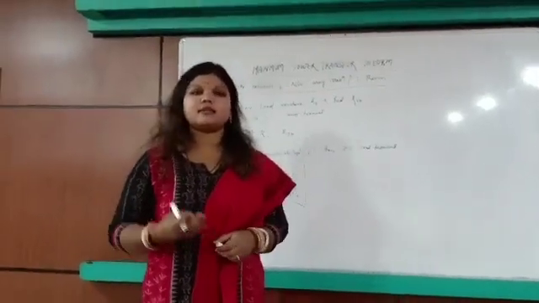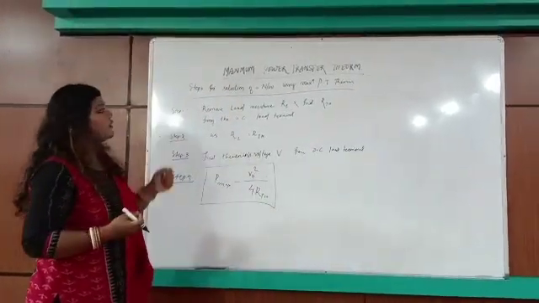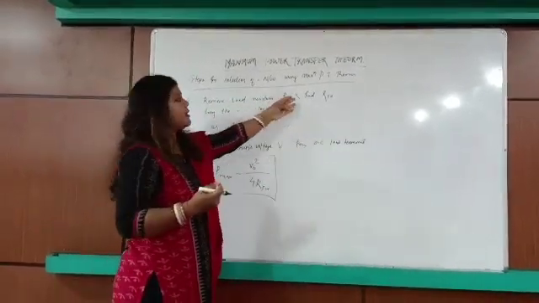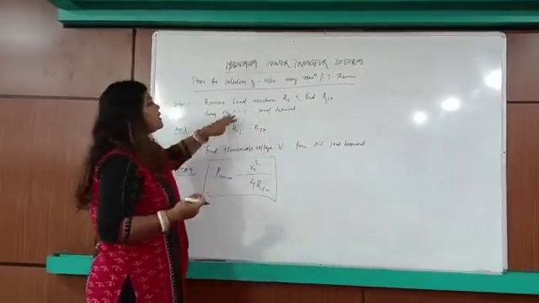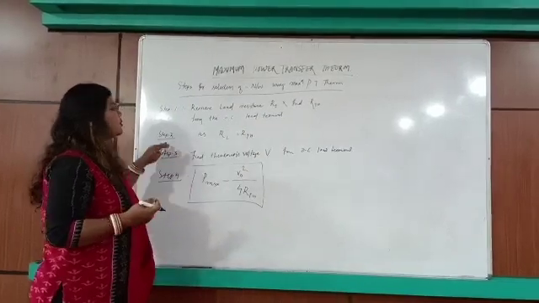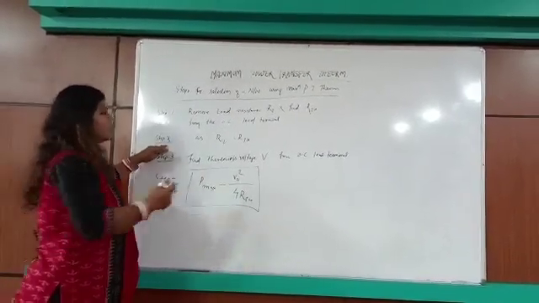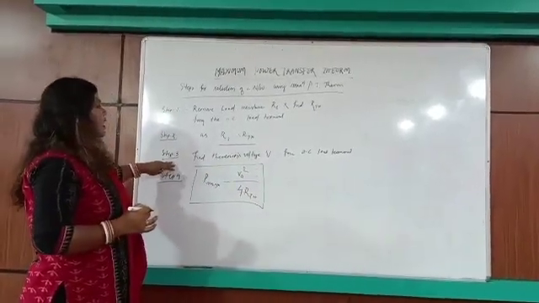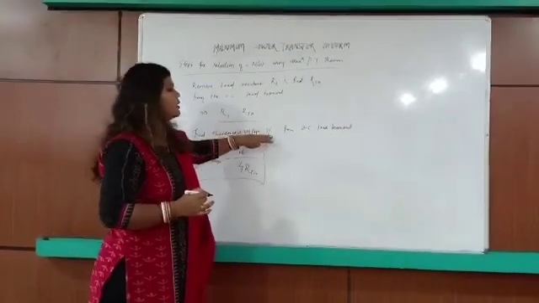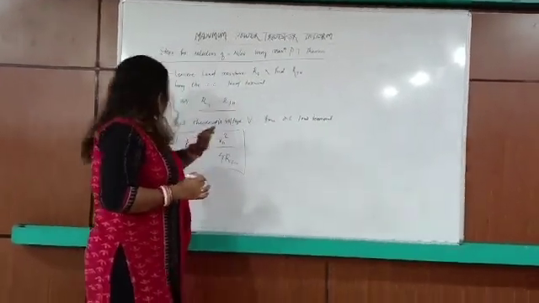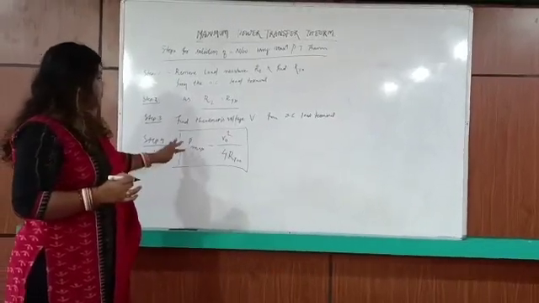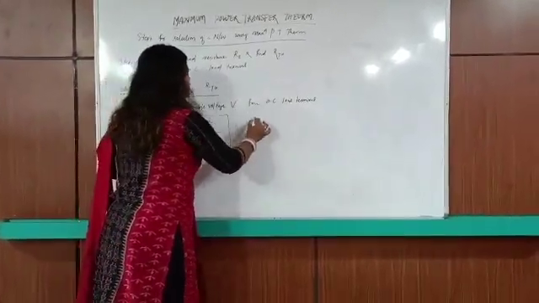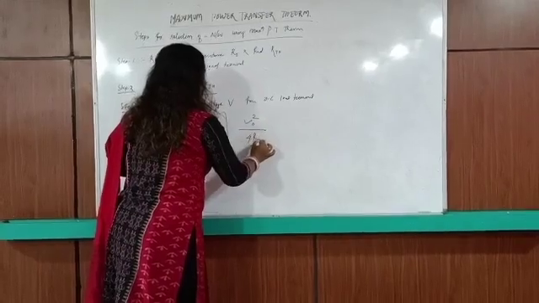Now we can discuss the steps for solving a network using the maximum power transfer theorem. First step, remove the load resistance and find the Thevenin resistance, RTH, from the open circuited load terminal. Step 2, as per the maximum power transfer theorem, RL equals RTH. Step 3, find the Thevenin's voltage from the open circuited load terminal. Using this in step 4, we get the maximum power, that is V0 square divided by 4RTH.